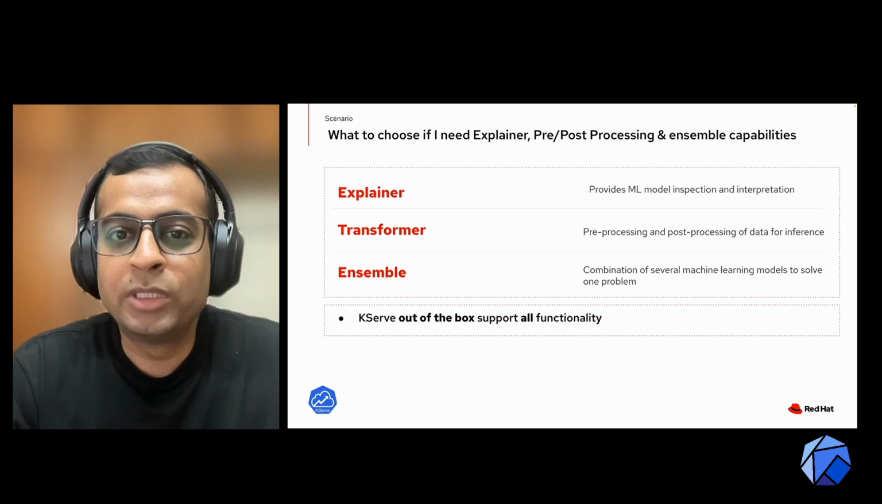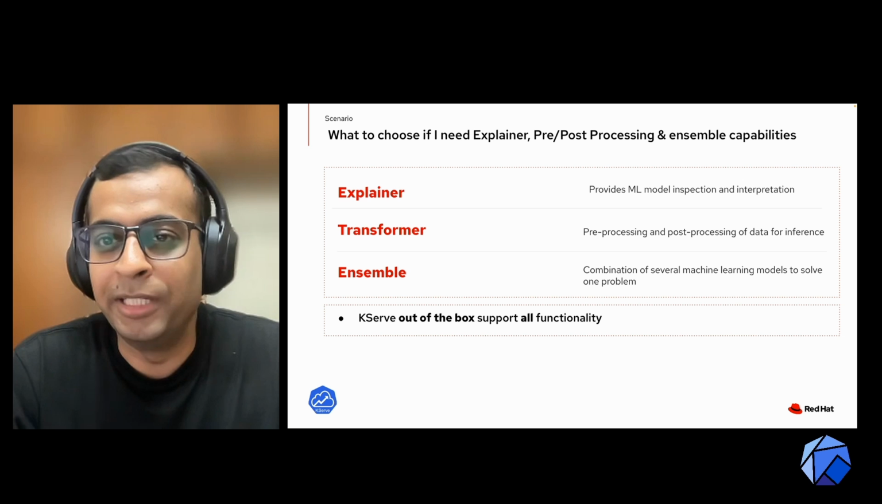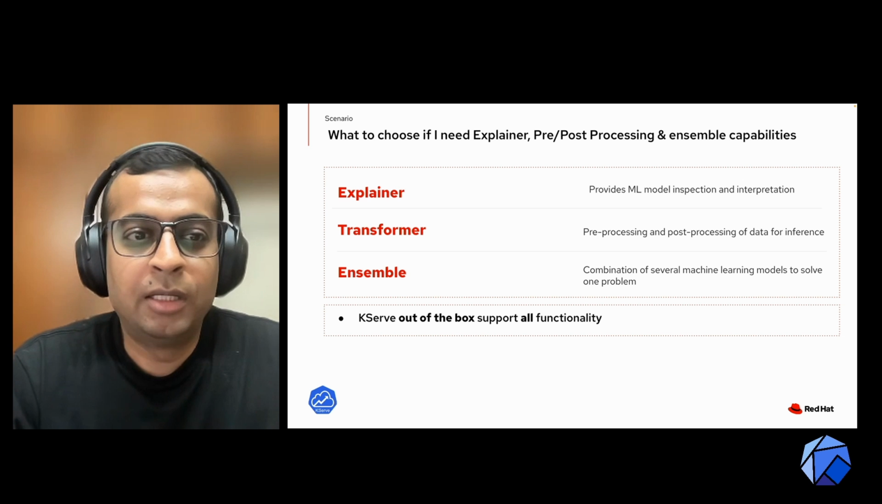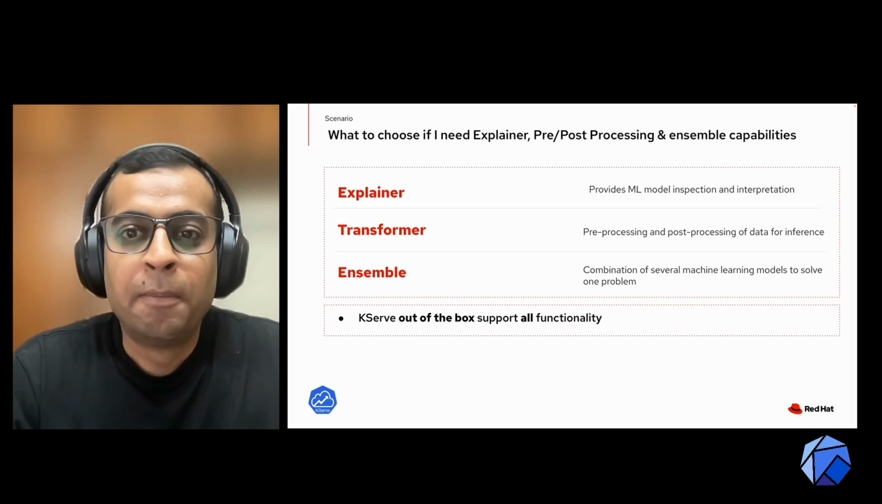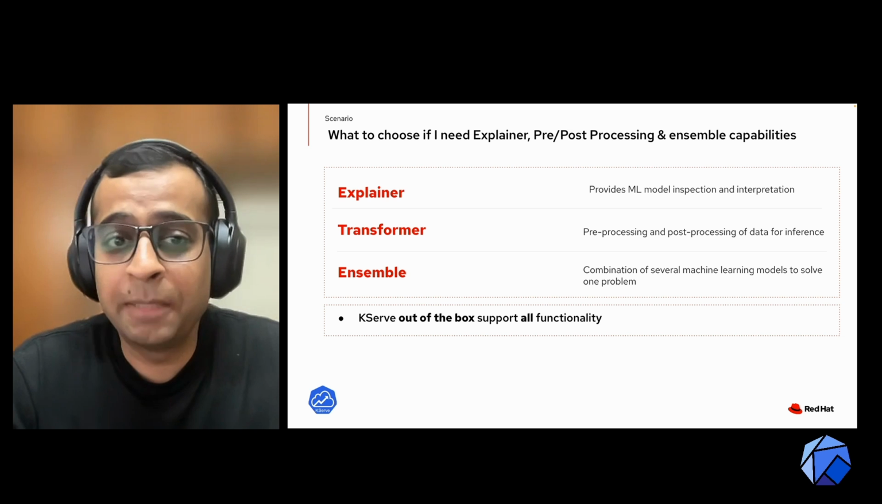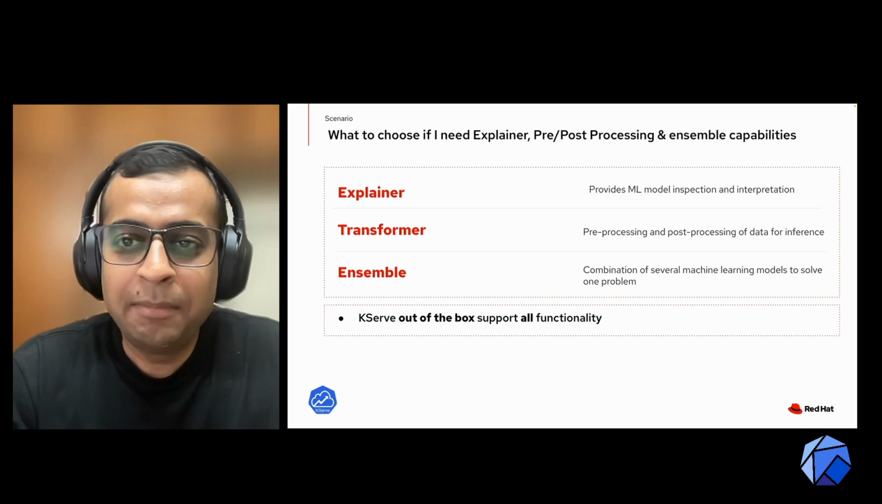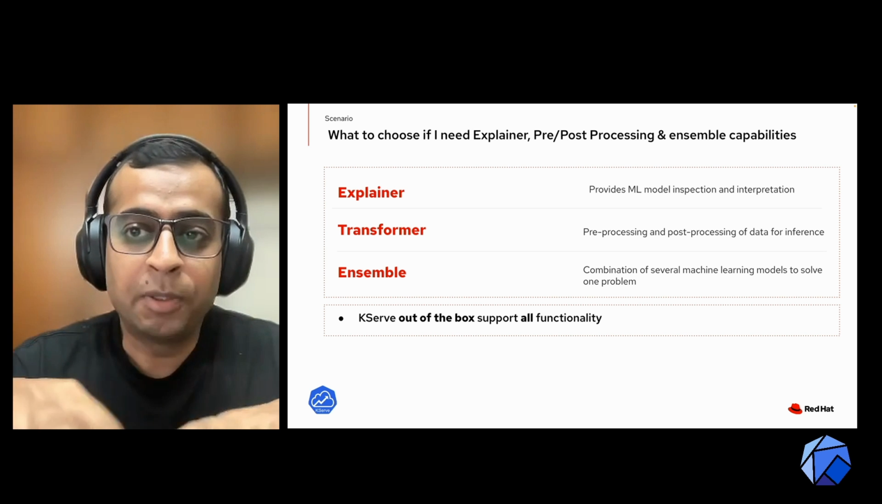Now what to choose if I need explainer, pre- and post-processing, and ensembler capabilities? A quick look at these terms. Explainers provide ML model inspection and interpretation. Pre- and post-processing provide processing capabilities around the data for inference. And ensembler means combining multiple models to solve a single problem.